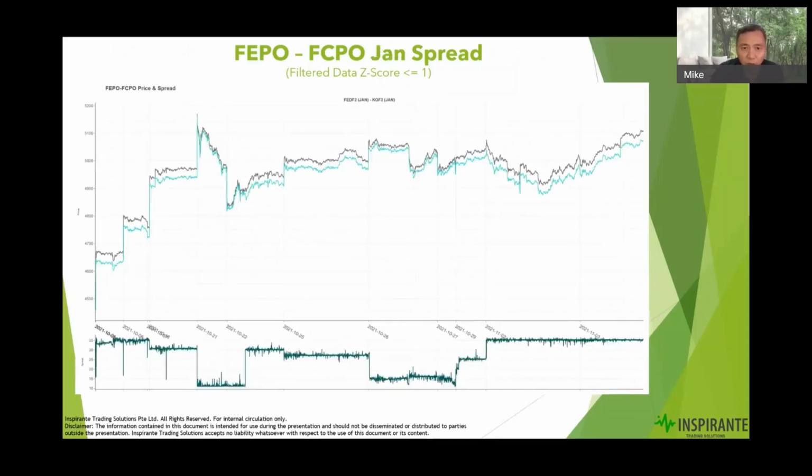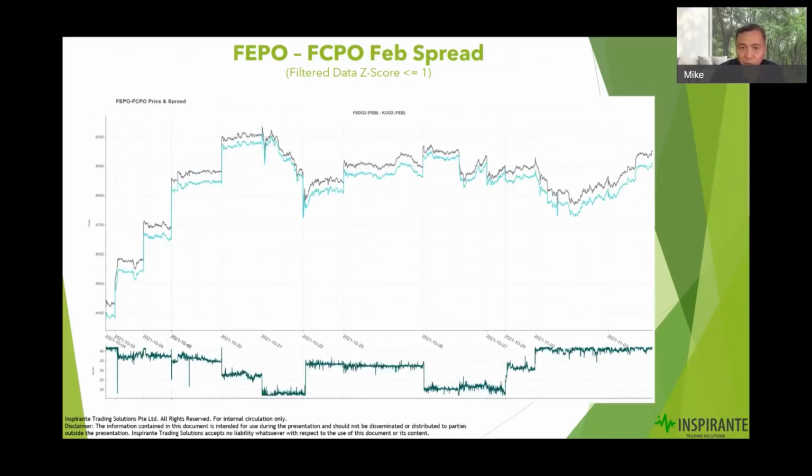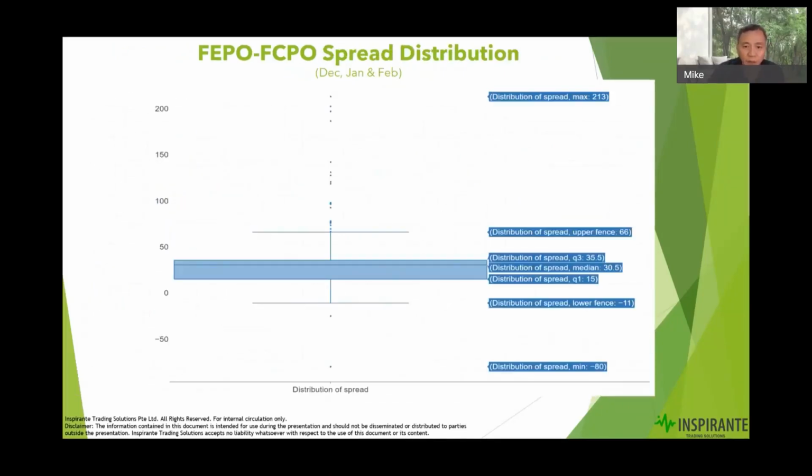Let me just bring you to this same thing with the Z-score filter applied. Now, this is a concentration of this Jan and Feb spread prices, the FEPO minus FCPO. I took the data and then plotted it into a box chart. As you can see, the predominant range is basically between 15 to 35.5 thereabouts, and that's where it occurs mostly. So how would you actually trade this?